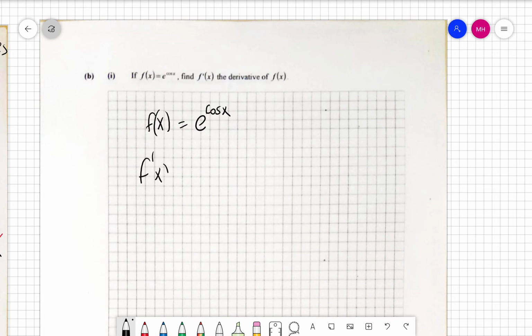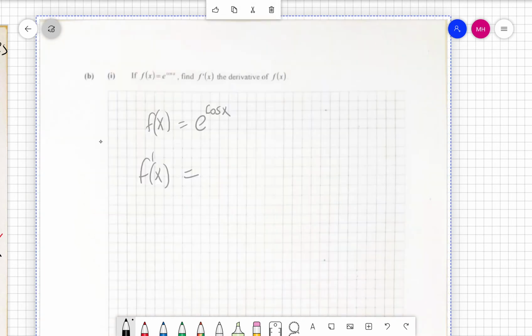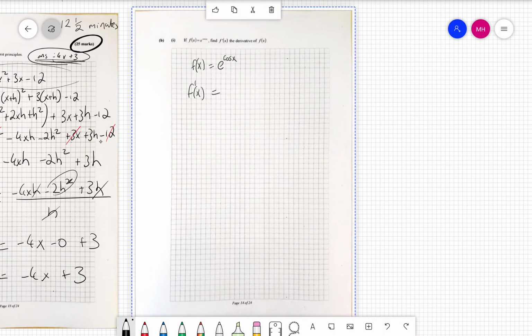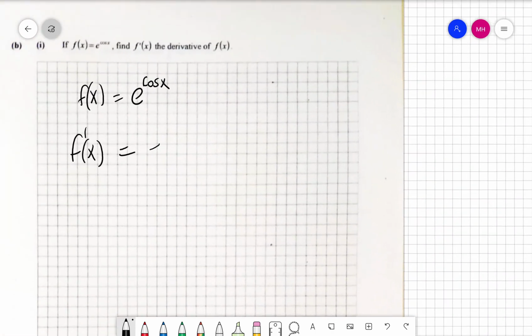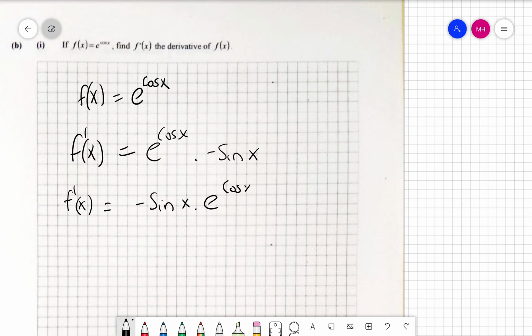So the derivative of e to the power of cos x is itself, e to the power of cos x. Now you've got to derive the cos x. Using the chain rule here, the derivative of cos x is minus sine x. So that's your answer: f dash x is equal to minus sine x e to the power of cos x.